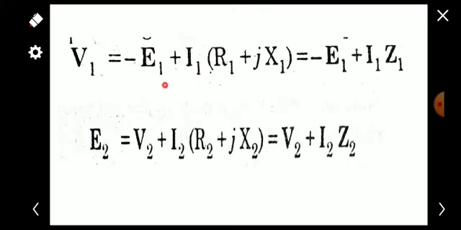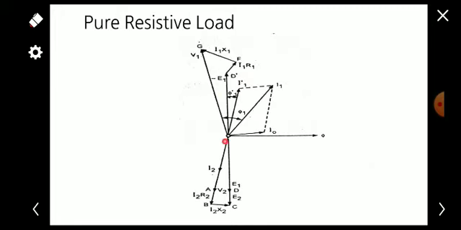Actually V1 is equal to minus E1 plus I1 into R1 plus j into I1 into X1. So here V1 is the V1 vector: the phasor sum of minus E1 plus I1 into R1 plus I1 into X1. This is the case for a pure resistive load. Likewise, we can draw the inductive and capacitive load also.